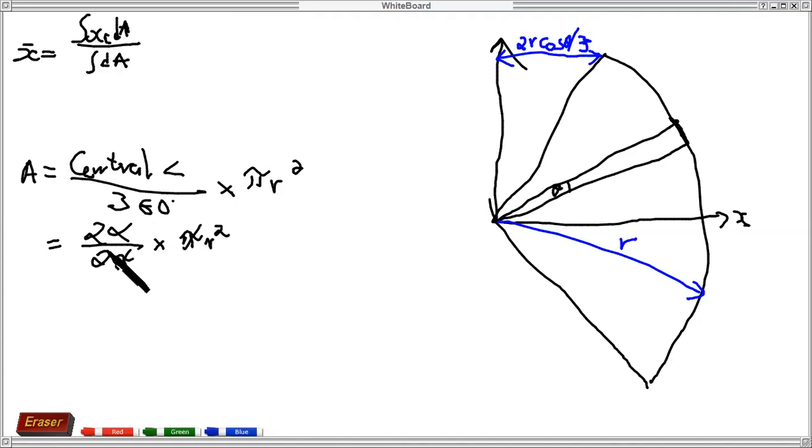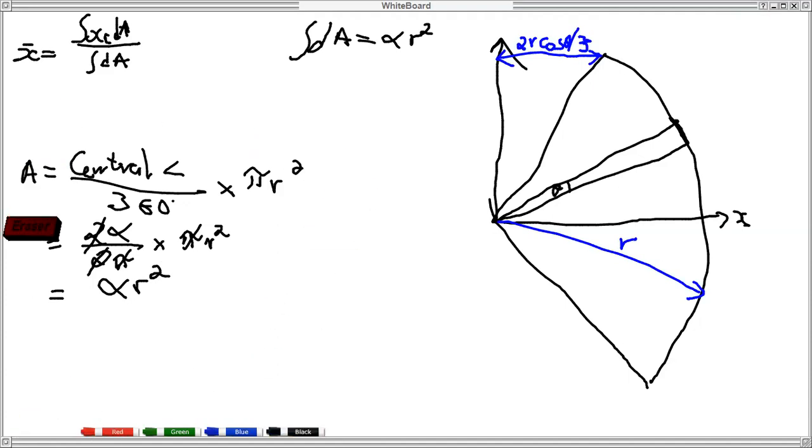Okay, 2 pi can cancel with 2 pi, pi can cancel with pi, 2 can cancel with 2. Then you are left with just alpha times r squared. So that portion, alpha r squared, is now your denominator. You can say the integral of dA is equal to alpha r squared, that's the bottom portion.